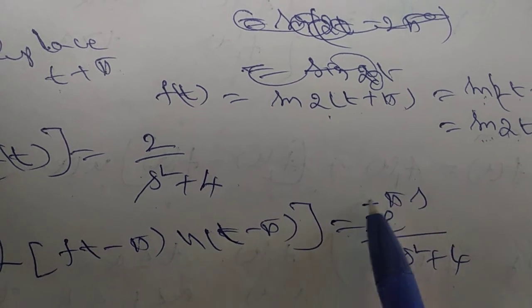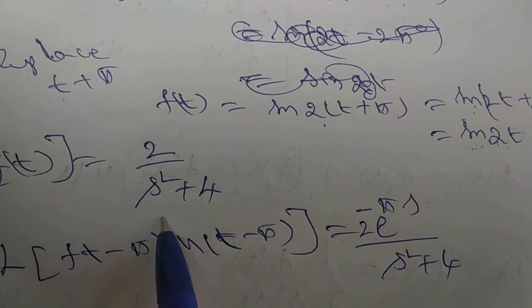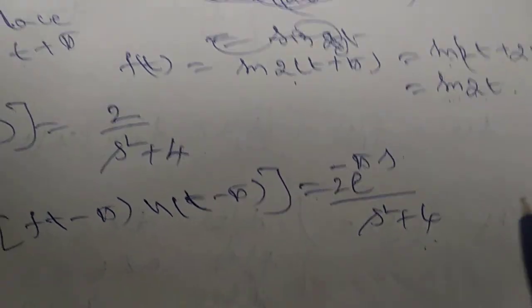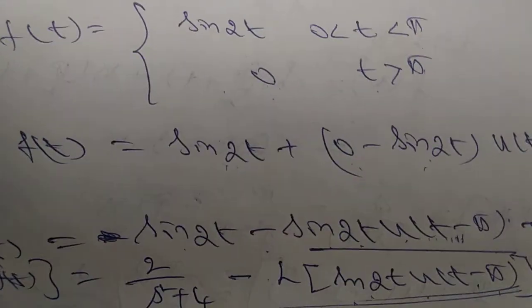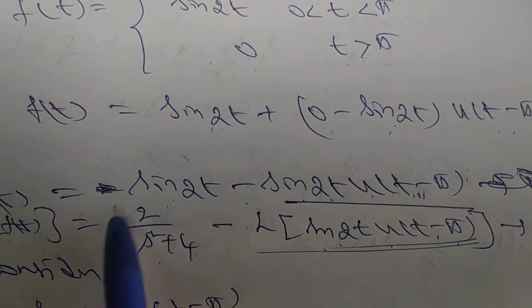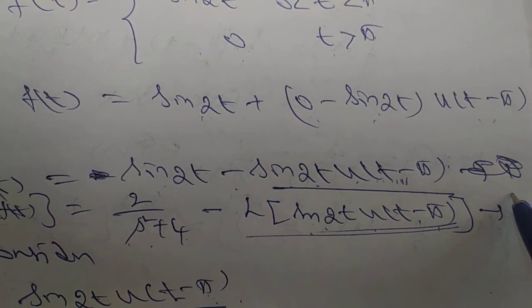A is equal to pi, e power of minus pi s into f of s. What is f of s? 2 over s square plus 4 is the answer. So here f of t is equal to 2 over s square plus 4. This one also you have to write. Actually that is equation 1, you have to call it that.